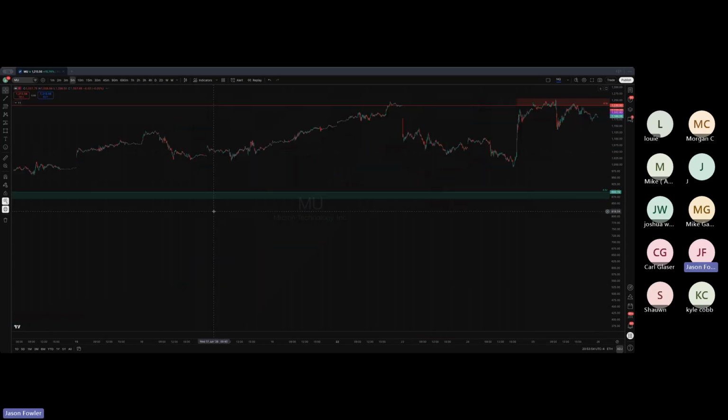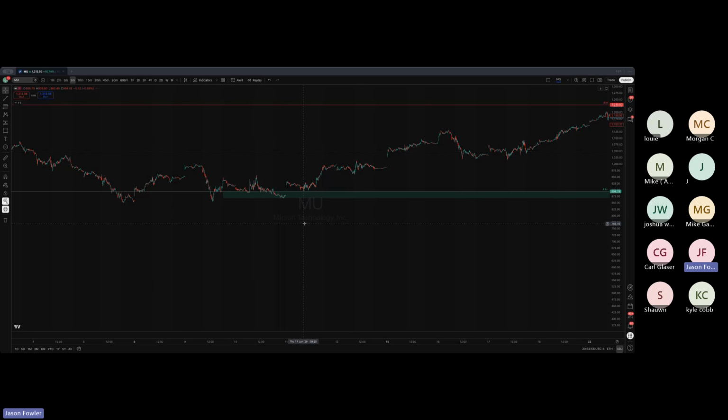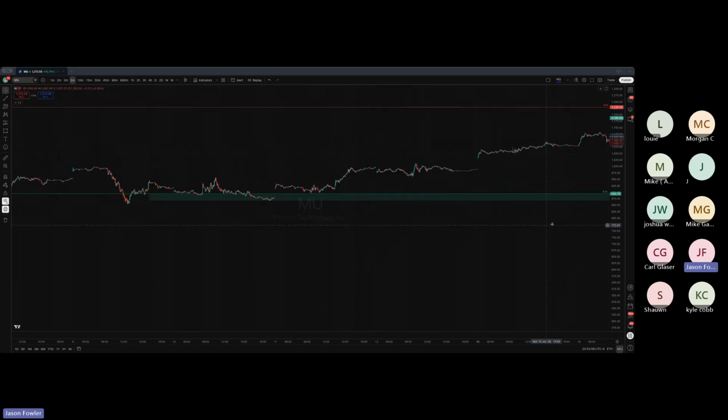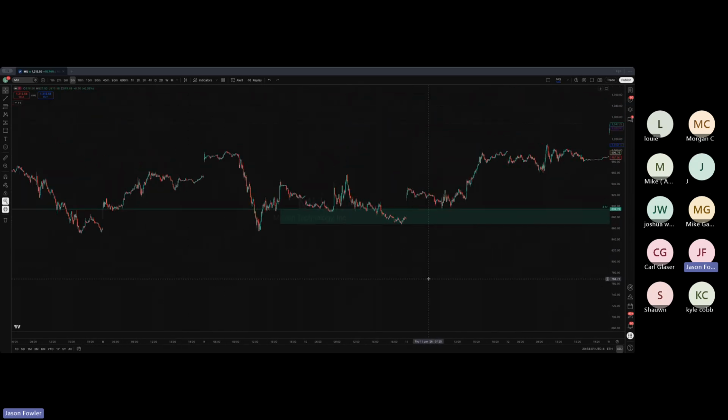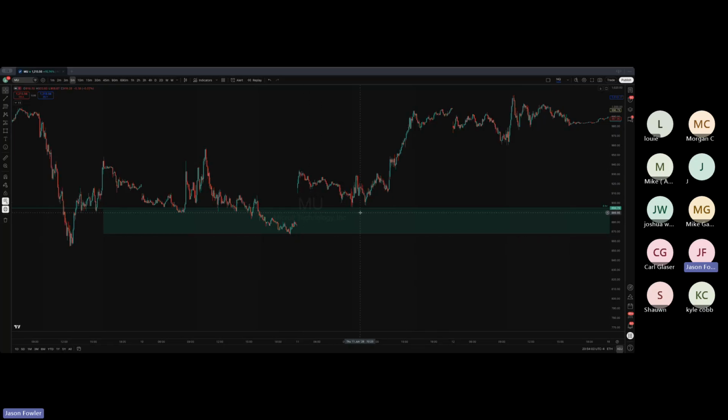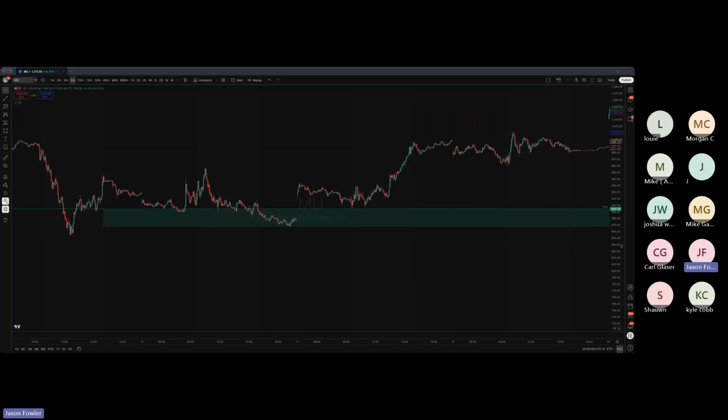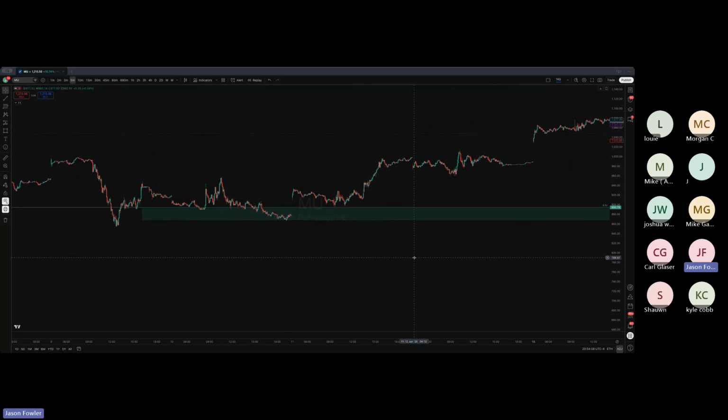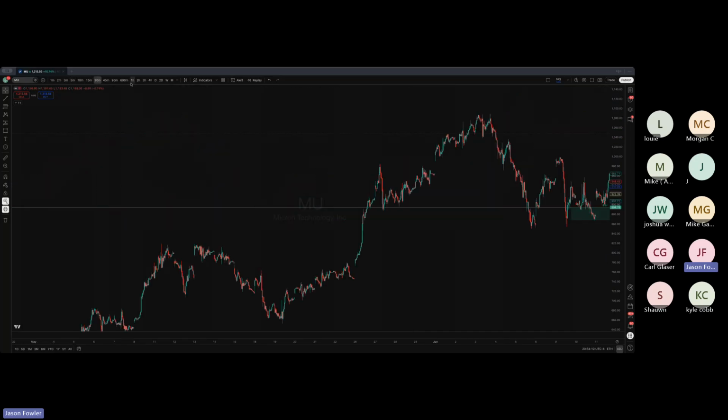So let's see. Yeah, so Mu came back to the zone. You printed the higher time frame demand here. We came back to the zone and even retraced far into the zone. It came literally to the top of the zone barely and bounced. So the key is, with any trade you're taking, you need confirmation, right?